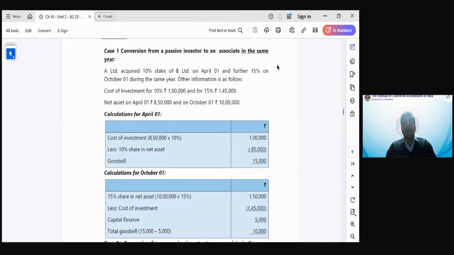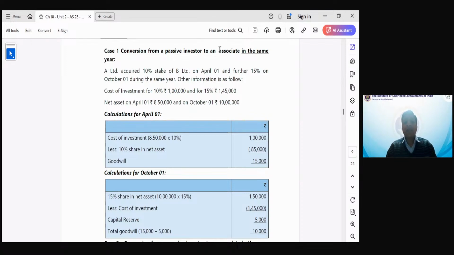Now, let's look at this case scenario. A Limited acquired 10% shares of B Limited. Now, please understand, only 10% of B Limited on 1st April. Now, on 1st April, can we say that B Limited is associate of A? Over to you. Can we say that B Limited is associate of A? Bhavna says no. Nitin says no.